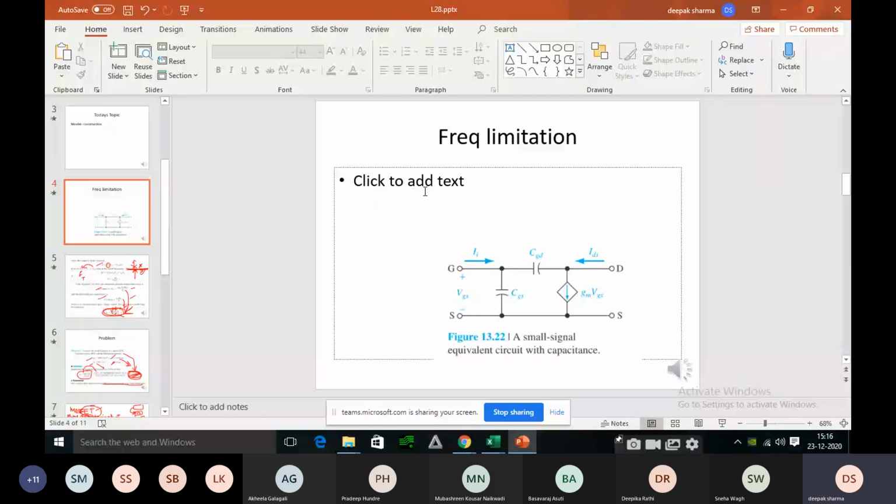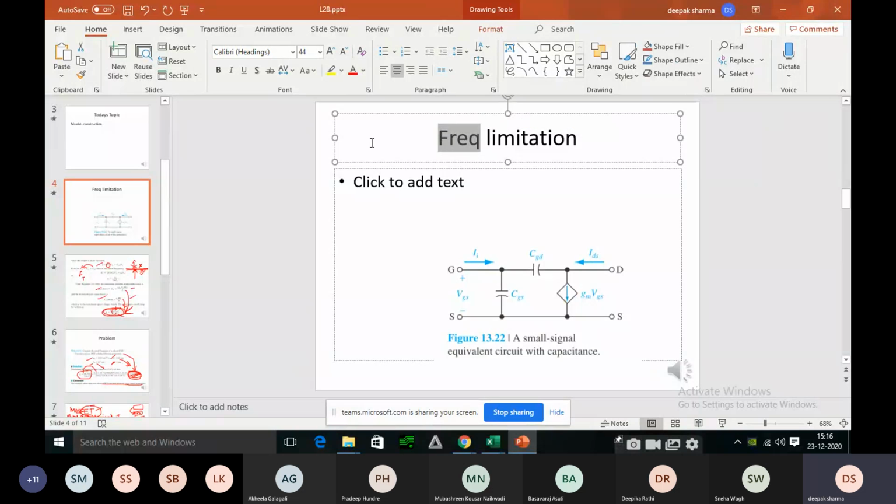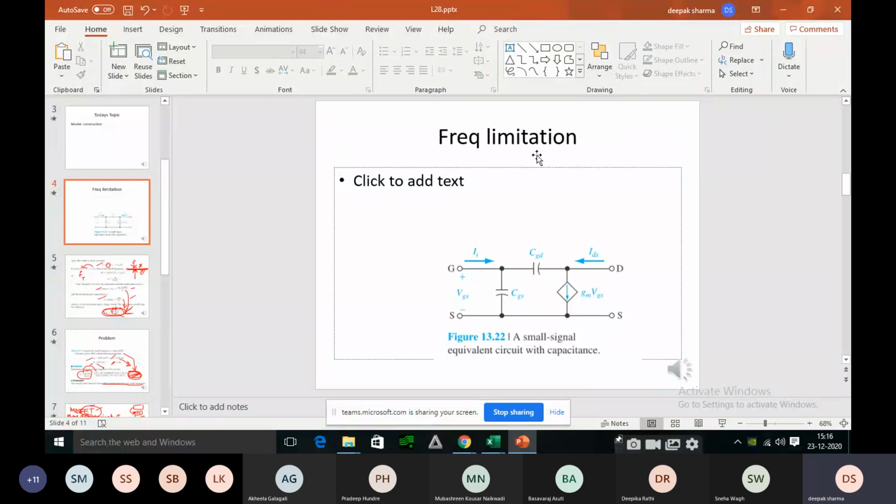And why are we considering the AC signal? Because we are talking about frequency, right? So what do you mean by frequency limitation? What is the maximum frequency that can be applied to the JFET, right? Say I am applying a sinusoidal signal, a sine wave. How much maximum frequency can it have so that the JFET will respond to it and function correctly, right?